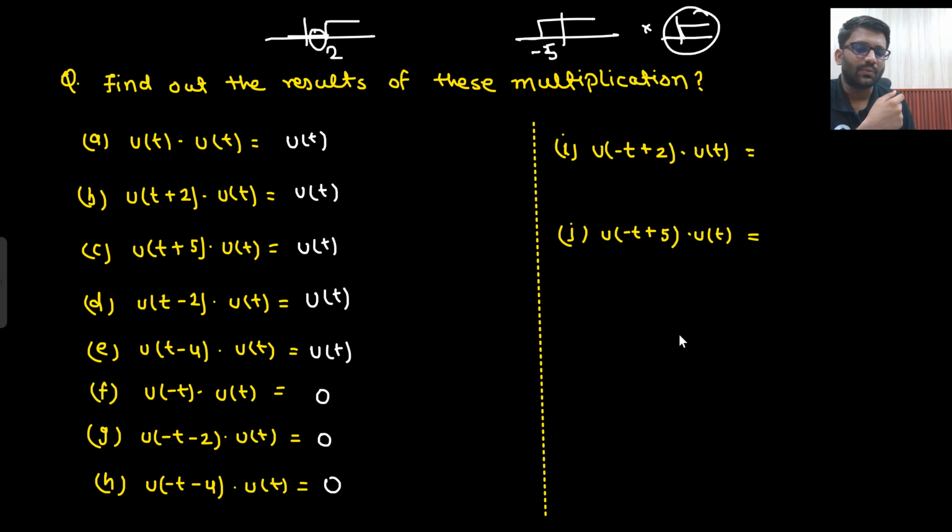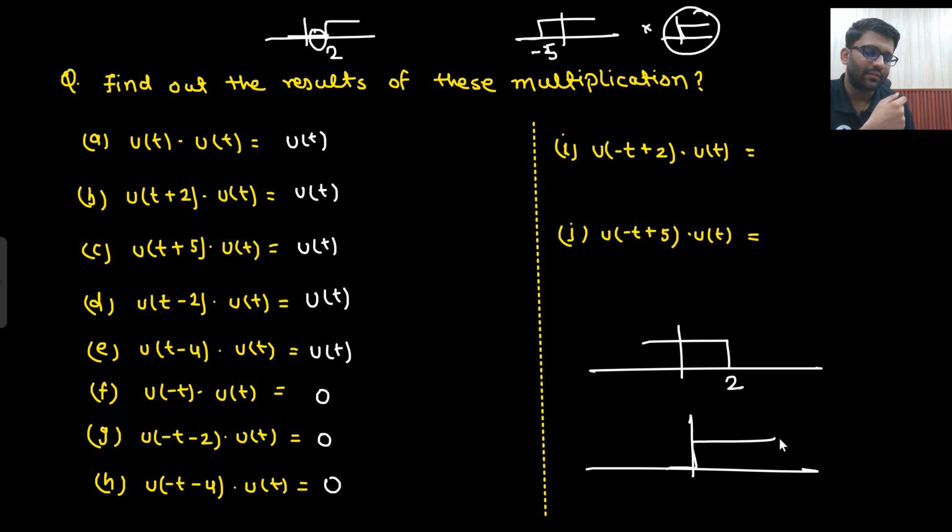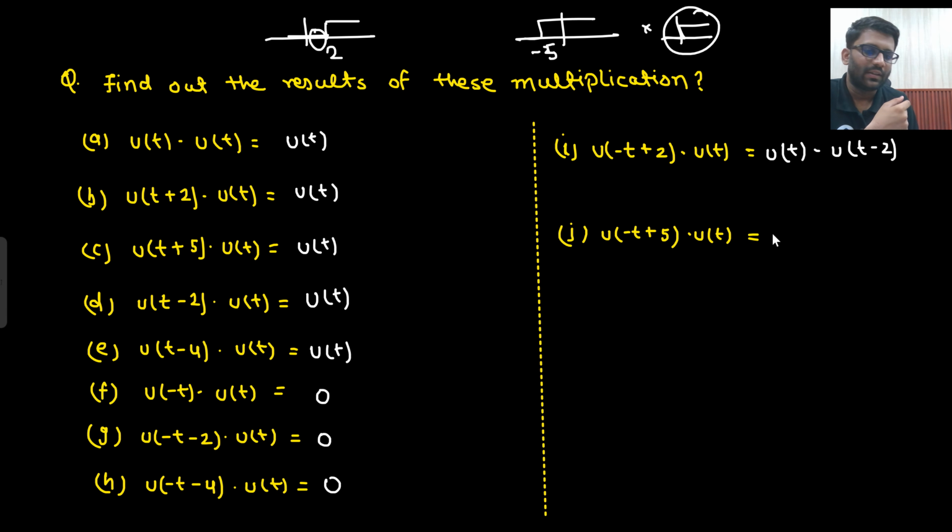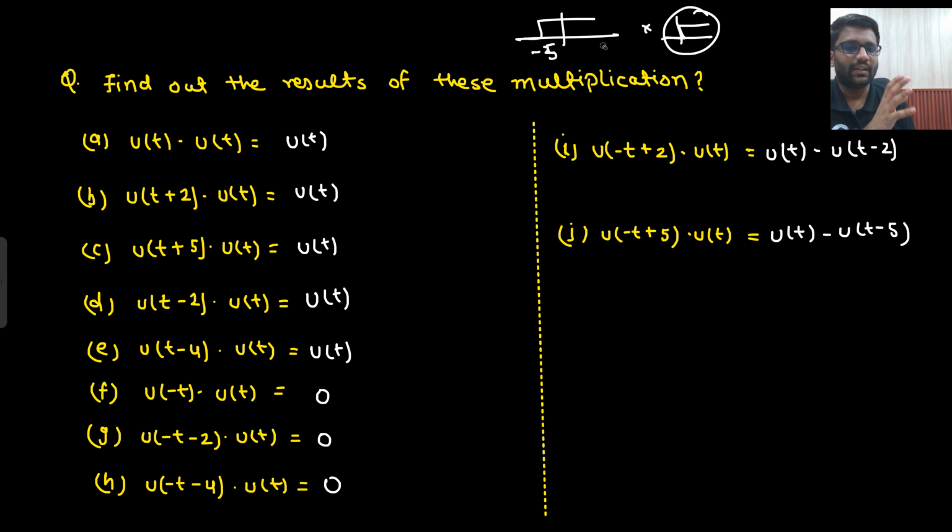u(-t+2) multiplied with u(t): between 0 to 2 it will be non-zero, so that can be written as u(t) minus u(t-2). See, yes or no? Between 0 to 2 both are non-zero, so the result is u(t) minus u(t-2). And u(-t+5) times u(t) would be u(t) minus u(t-5), right? So this is very basic, basics of signals.